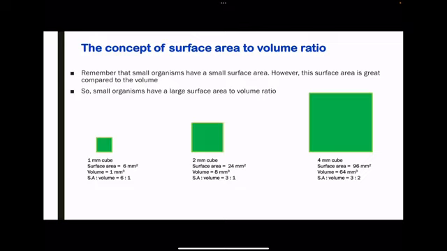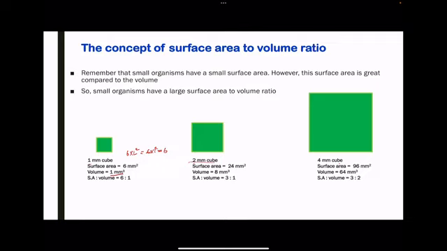Here we're trying to get the concept of surface area to volume ratio, and again, this is from your textbook. If you have a cube of 1 millimeter, another of 2 millimeters, and the other of 4 millimeters, the surface area, which is 6 times the length squared, is going to be 6 times 1 squared, which is equal to 6. The volume is going to be 1 times 1 times 1, which is 1, as you can see here.